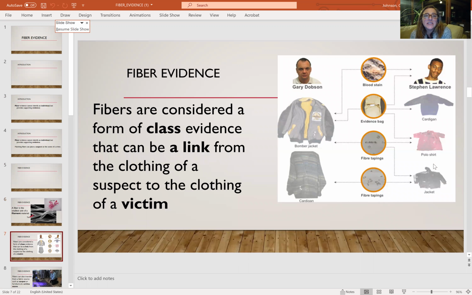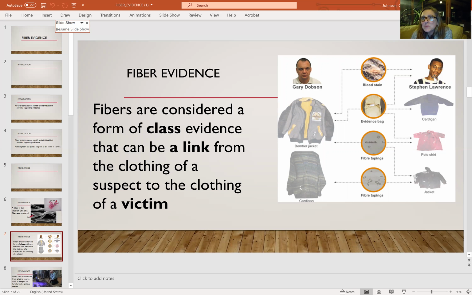So if we take a look at this, the fibers are considered a form of class evidence, can be linked from the clothing of a suspect to the clothing of a victim. Or fibers can be found in somebody's hair. They can be found on our fingernails. We watched that video that Jessica Knott, the young girl who was abducted by her neighbor, and he used his dog to draw her in. She had fibers of his carpet from not only his house, but also from inside his car. Those fibers were found on her body.